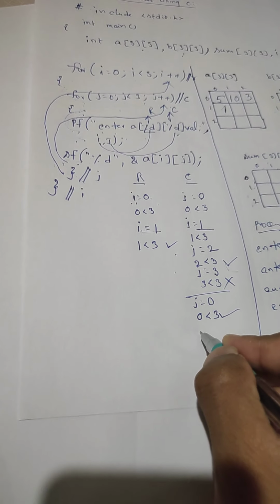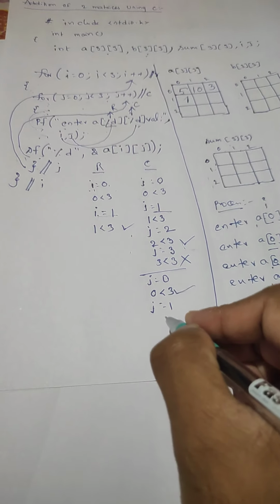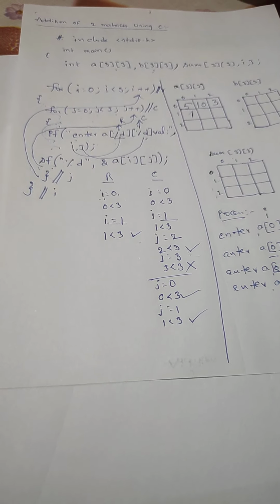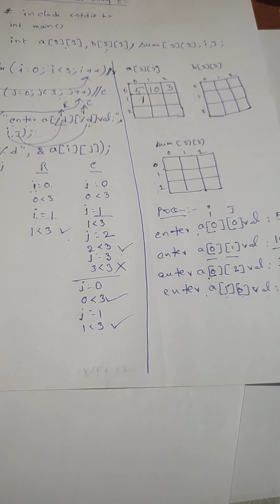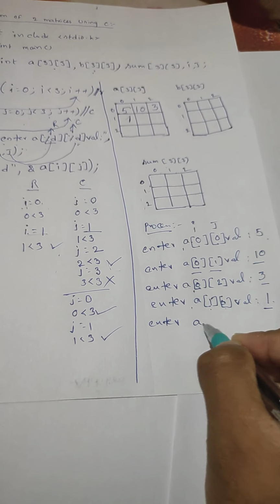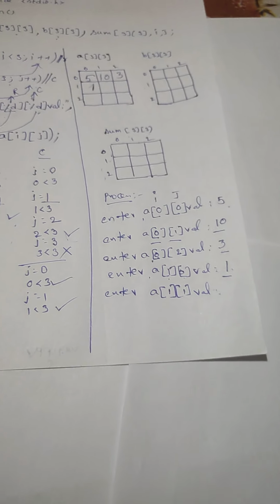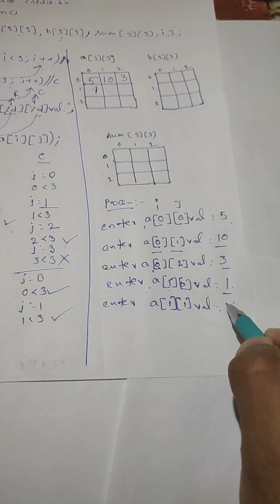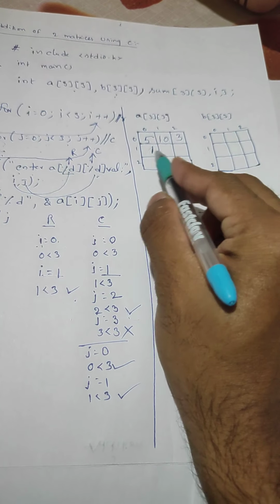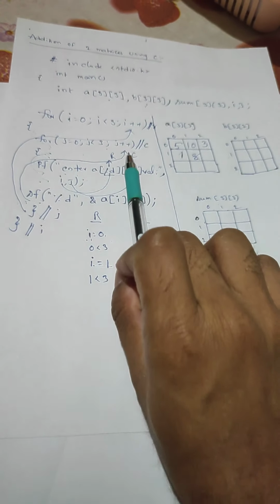J++ means the j value is incremented by 1. Check the condition: 1 less than 3. Again the condition is true. Then the printf statement is executed. The printf statement is: Enter a of i, where the i value is 1 and the j value is also 1. So enter a of 1 1. Here I am inserting the value 8. That 8 is stored in the first row, first column. So in the first row, first column, 8 is stored.